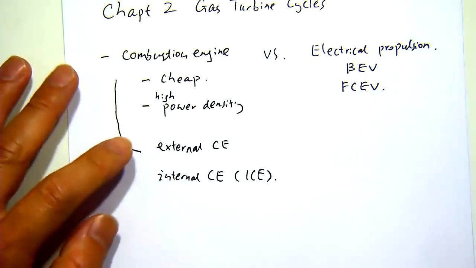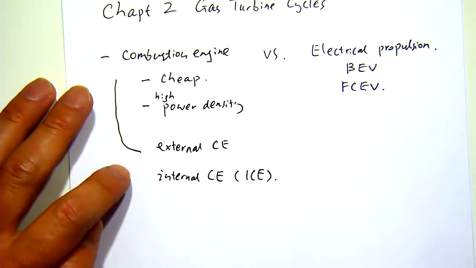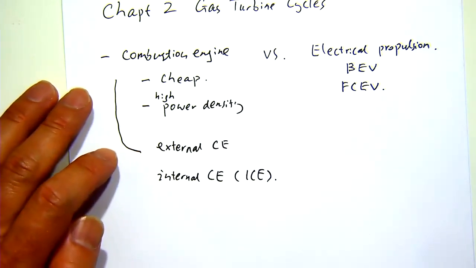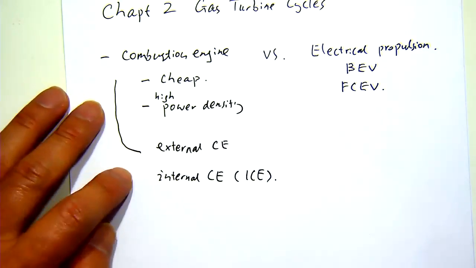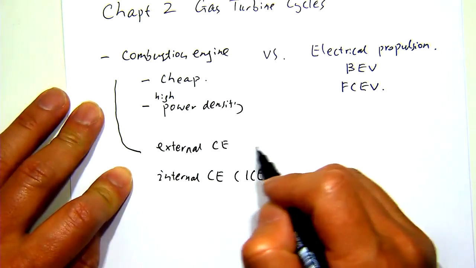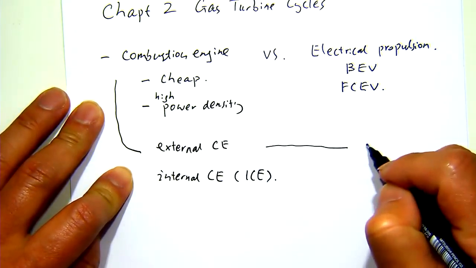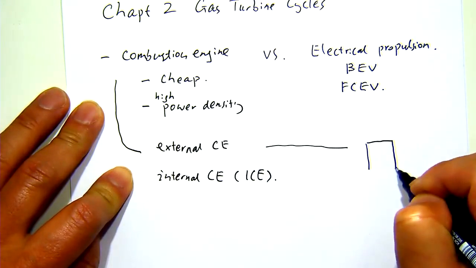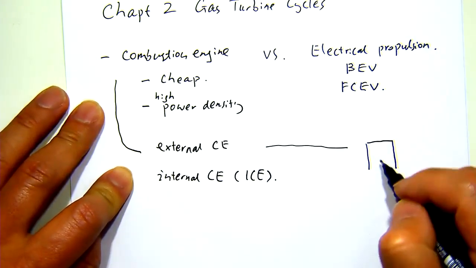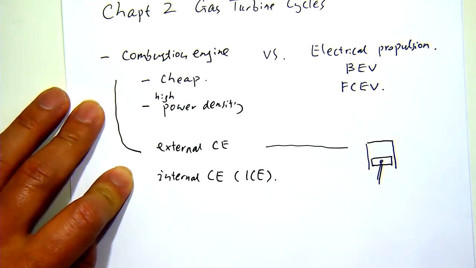So they are both using a combustion process, but the combustion happens in a different way in terms of providing the power or the propulsion. For an external combustion engine, that's a device where, for example, if we have a cylinder piston setup, the combustion is happening outside this cylinder piston setup.